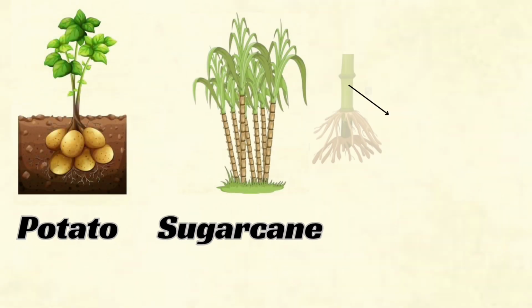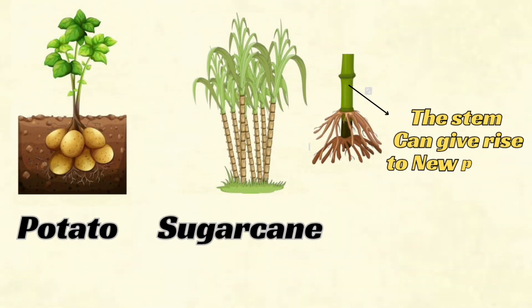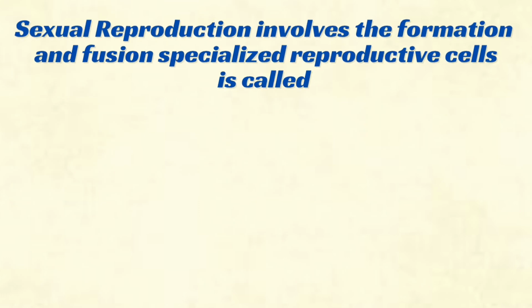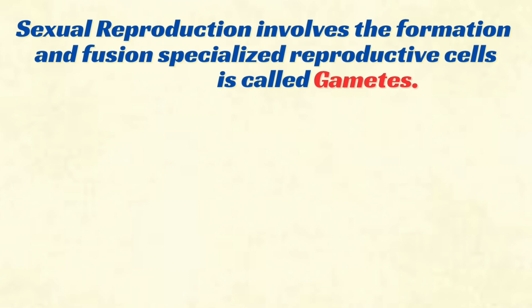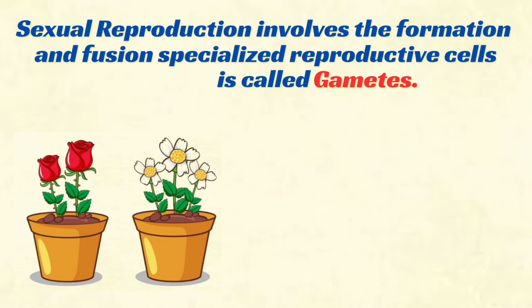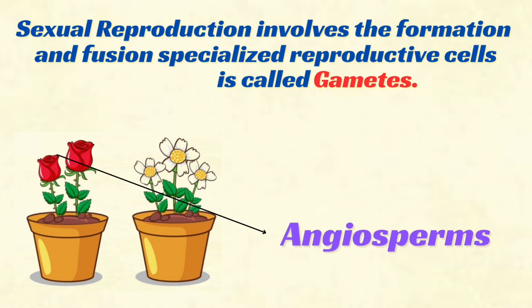The stem can give rise to new plants. Green plants exhibit vegetative and sexual reproduction. Sexual reproduction involves the formation and fusion of specialized reproductive cells called gametes. In this chapter, we will study the process of sexual reproduction in the most advanced group of plants, commonly called flowering plants, known as angiosperms.